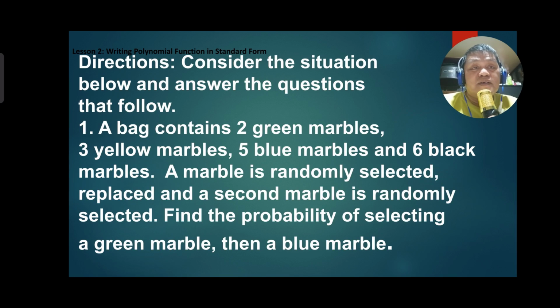Okay, direction: consider the situation below and answer the questions that follow. Number 1. A bag contains 2 green marbles, 3 yellow marbles, 5 blue marbles, and 6 black marbles. A marble is randomly selected, replaced, and a second marble is randomly selected. Find the probability of selecting a green marble, then a blue marble.